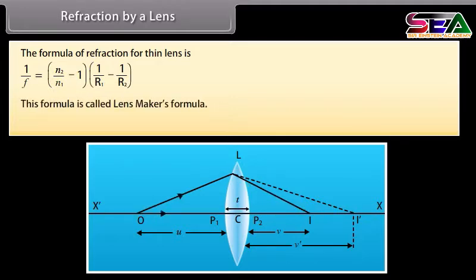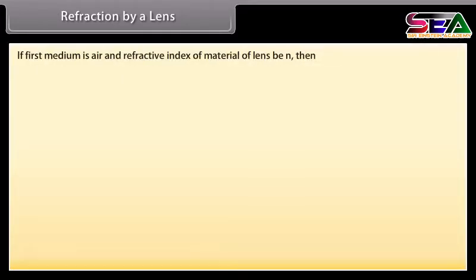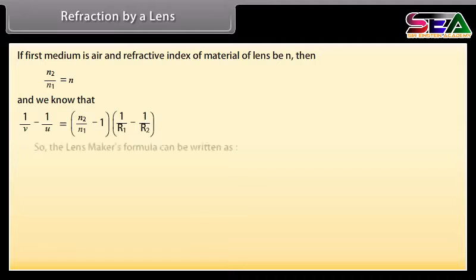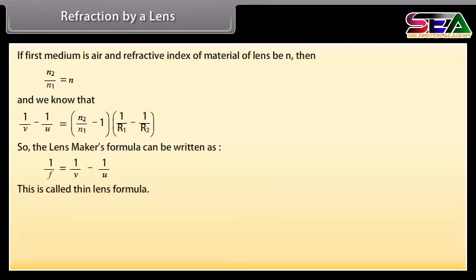This formula is called lens maker's formula. This formula also holds for concave lens. If the first medium is air and refractive index of material of lens be N, then N2 upon N1 is equal to N. And we know that. So the lens maker's formula can be written as. This is called thin lens formula.